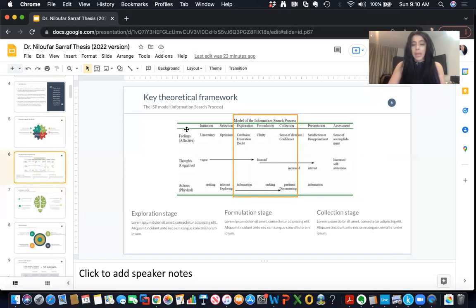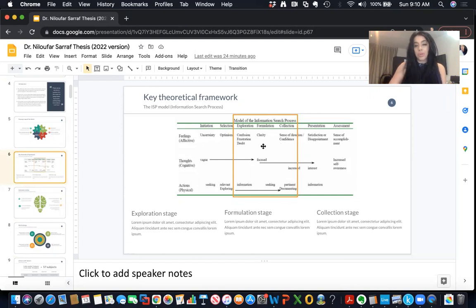It starts with, for example, when a person becomes curious and starts thinking about finding that information, until at the end where they actually have found that information, and then they develop additional questions. But in the interest of time, I'm not going to go through all that. I just want you to focus on the 3 stages that this thesis focused on: exploration stage, formulation stage, and collection stage.